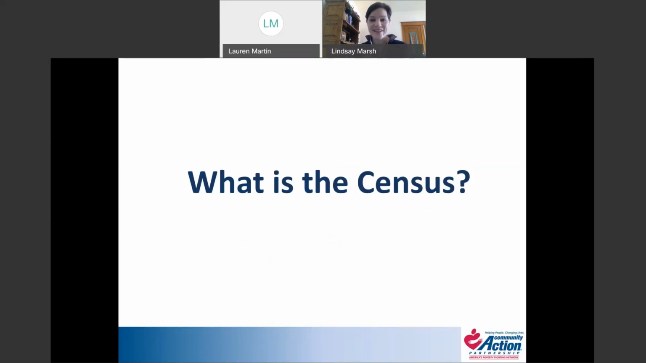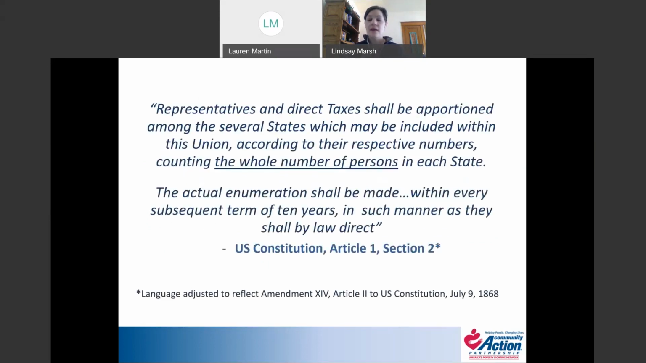Let's talk about what the actual census is. This is the process created by our founding fathers to use population to allocate political power instead of wealth or land, as outlined in Article 1, Section 2 of the Constitution. In that process, we are supposed to count every living person in the United States where they live, so we can use the population numbers to allocate resources and political power.